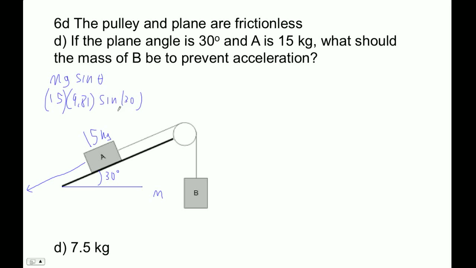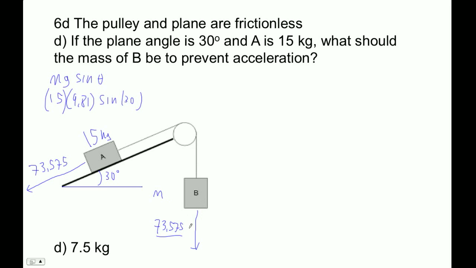That's 73.575. Okay, that's why this is going to end up being half of that mass, right? Because this is half the weight of this thing. So what that means is that this guy here, if that's the force acting down the plane, then this force here, if this force is 73.575, then there will be no acceleration, right?